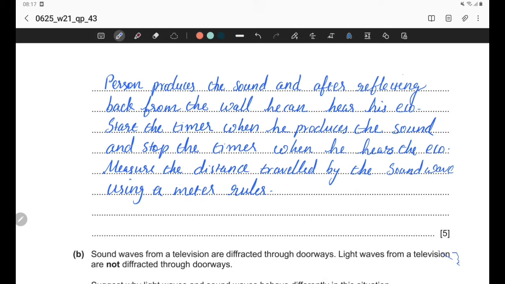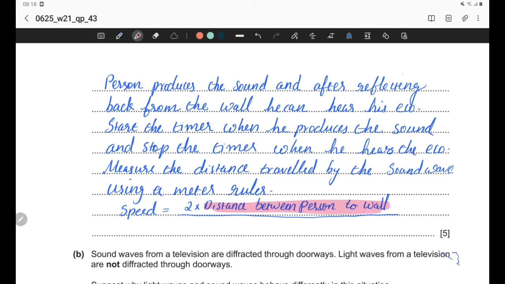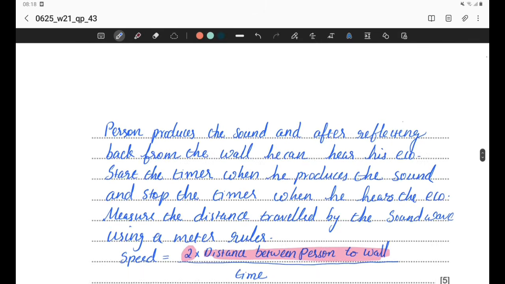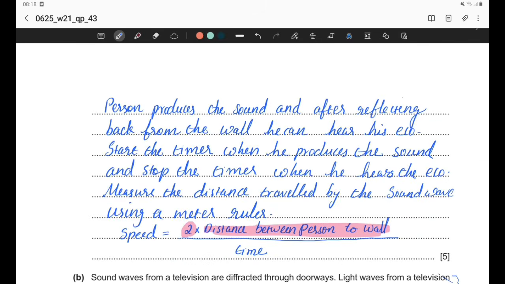Now we can write the equation that the speed is nothing but the distance, where actually the distance should be 2 times the distance between person to wall. The reason why we have to double, since it is an echo, the sound wave will travel double the way. It will travel from the person to the wall and it will return back from wall to the person. So we have to multiply the distance between the person and the wall by 2. So that will be the total distance traveled by the sound wave divided by the time taken, which we already have with the help of the timer. So these are the important points you should include in order to score 5 marks. You should have a labeled diagram with this explanation and the equation is also important.